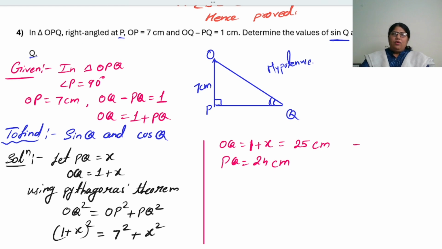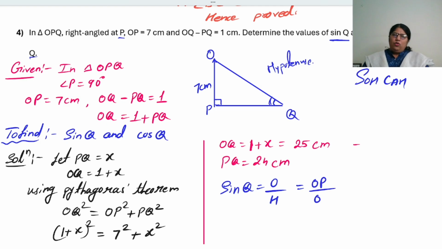After that, what do we need to find out? Sine Q. So let us take SOHCAHTOA again. Sine Q is nothing but opposite by hypotenuse, which is OP by OQ. OP is 7 and OQ is 25. So your value of sine Q is 7 by 25.